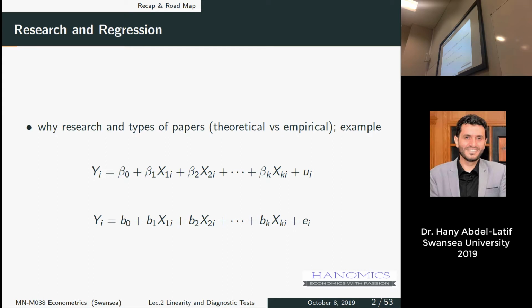So it's important, yes, to understand why you choose a certain methodology or econometric technique, but I think more importantly, it's to understand the limitations of your technique. So we talked about different types of research, theoretical papers and empirical papers.